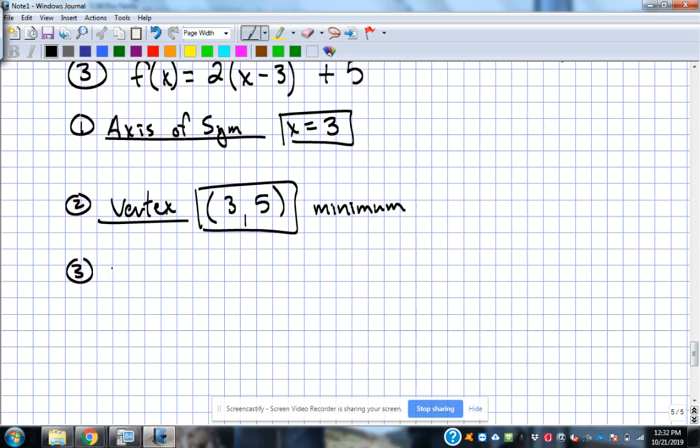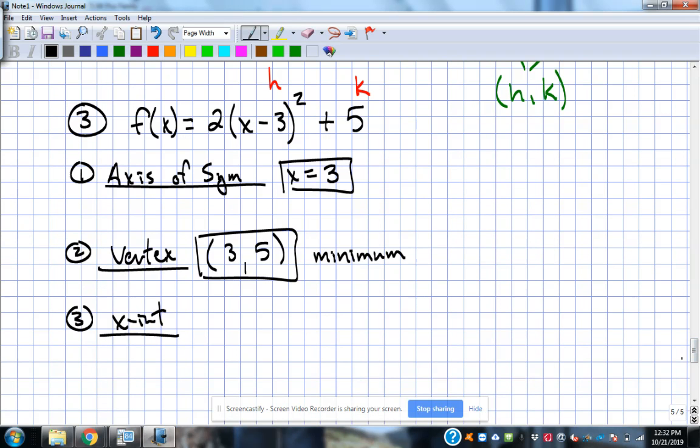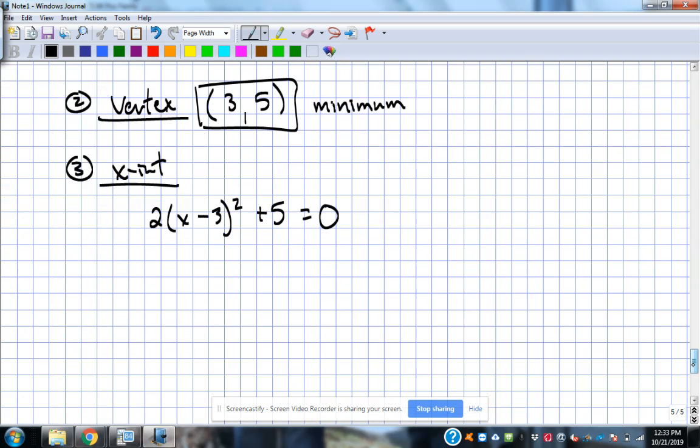All right, third thing is the x-intercepts. So let's look at that one for this one. How do you find the x-intercepts? You set the problem equal to 0. So we're going to set 2 parentheses x minus 3 squared plus 5 equal to 0. And this is where knowing how to solve quadratics by different methods comes in handy, because now I got to solve this thing. What would be the most efficient method for solving this problem?